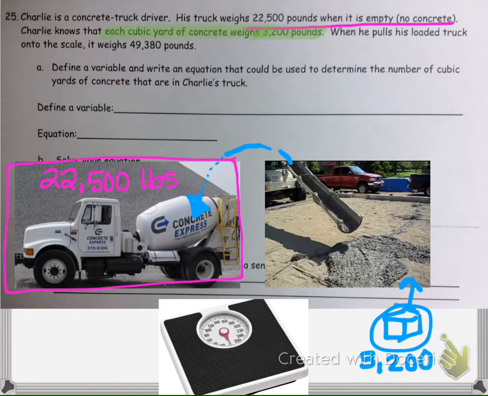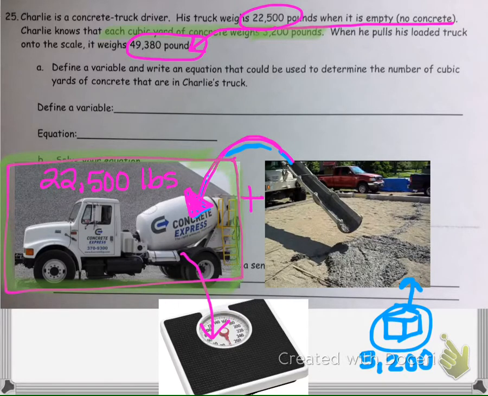When he pulls his loaded truck onto the scale, it now weighs 49,380 pounds. So the truck was 22,500 pounds. Now it weighs almost double because the concrete is filling the truck. So we need to add on the concrete now, because it's not just the truck itself. But we don't know how many cubic yards are going inside the truck. We need to figure that out.